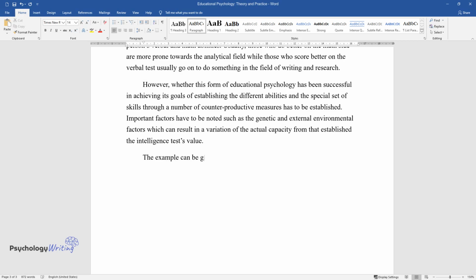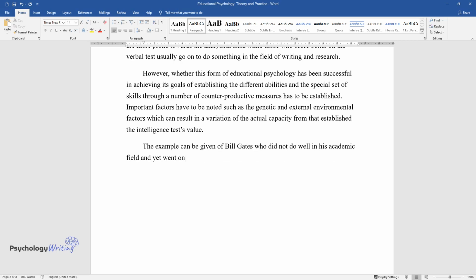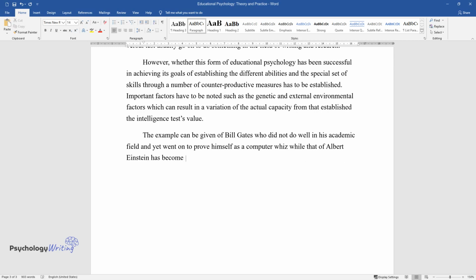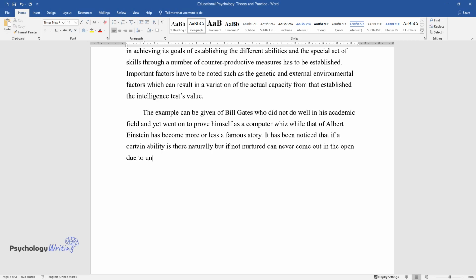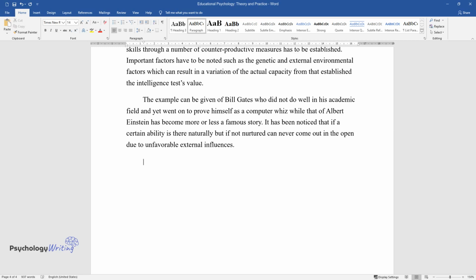The example can be given of Bill Gates, who did not do well in his academic field and yet went on to prove himself as a computer whiz, while that of Albert Einstein has become more or less a famous story. It has been noticed that if a certain ability is there naturally but is not nurtured, it can never come out in the open due to unfavorable external influences.